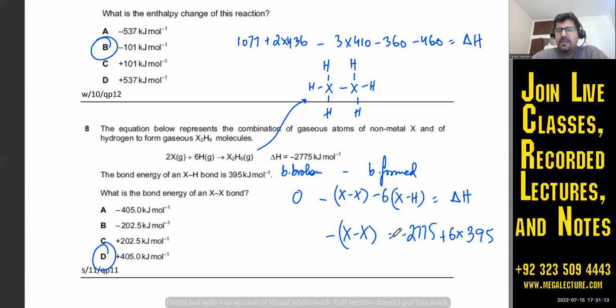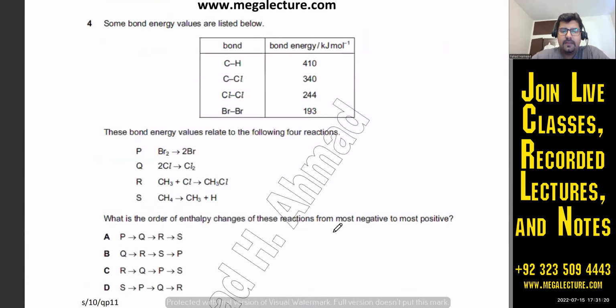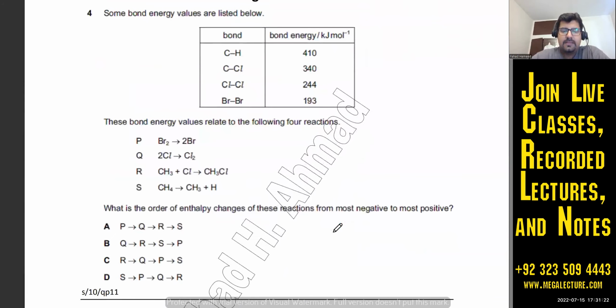So if the working was right, the negative sign would go away automatically, right? That's this one. Okay, he's saying what is the order of the enthalpy changes for these reactions? Tell me the values as we go. What's the value for the first one? The bond energies are given over here. What's the enthalpy change for this? The first one.